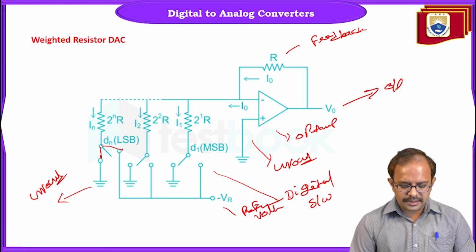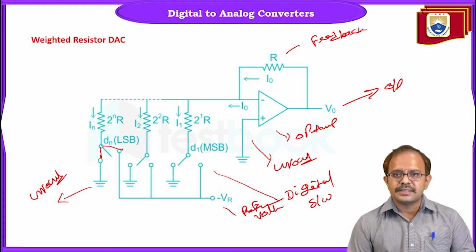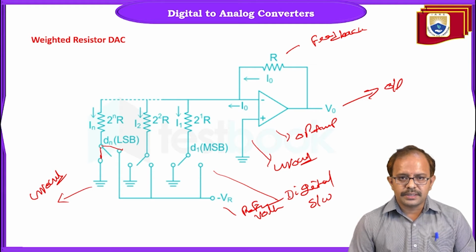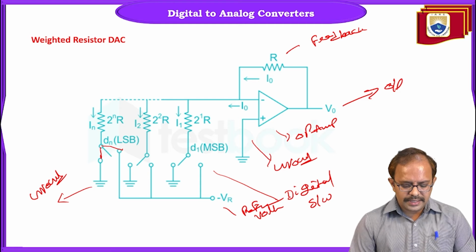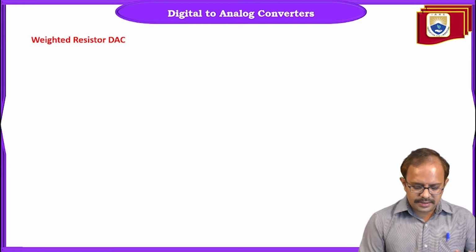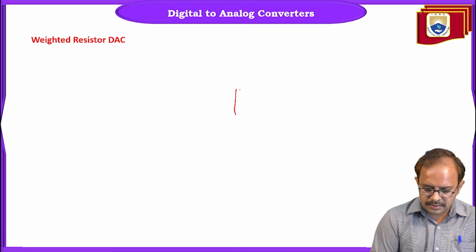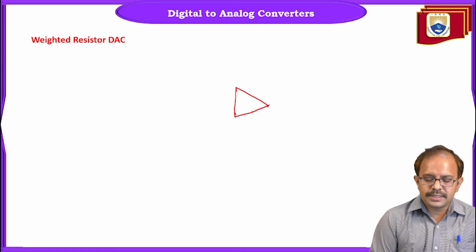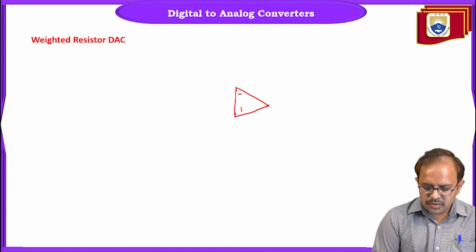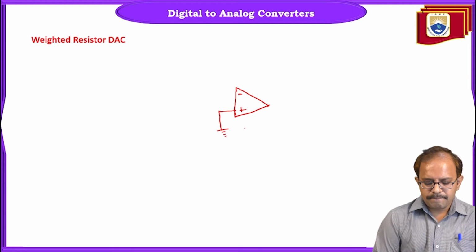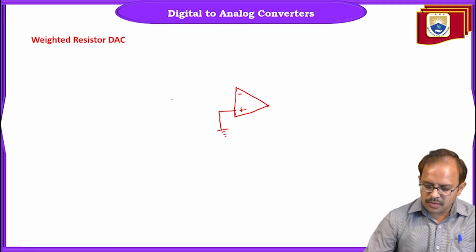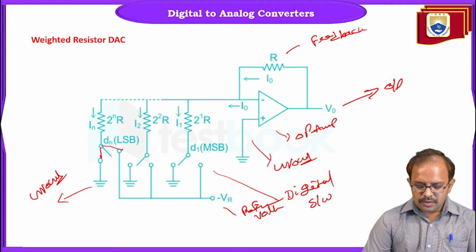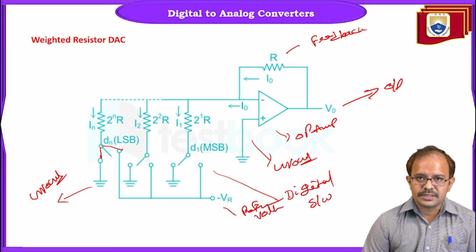Now let us describe this operation by designing this circuit for 3 bits. So how to design a 3-bit circuit? Let us consider this. I am going to have an op amp. This is my operational amplifier. I am going to operate this in the inverting mode, which means the non-inverting terminal is connected to the ground, right? And in the inverting terminal, what are we going to have? We are going to have a set of weighted resistors.